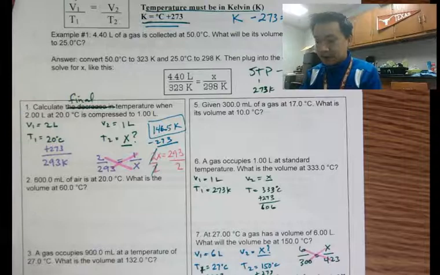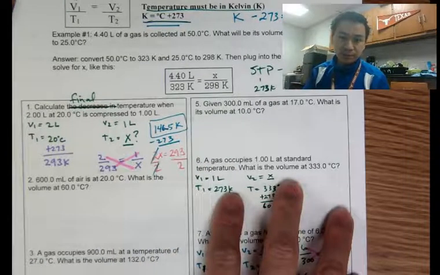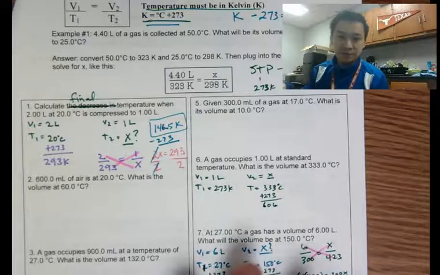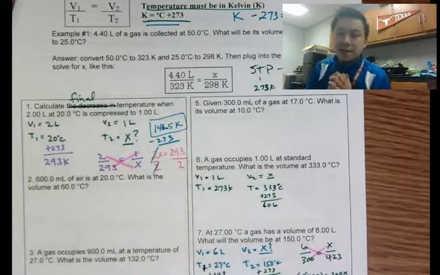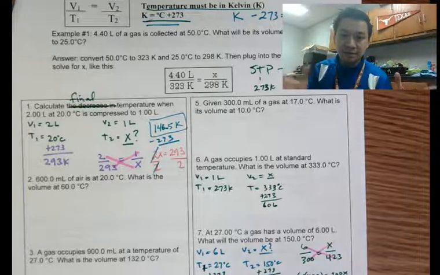But you have to recognize which numbers, which unit belongs to pressure, which unit belongs to volume, which unit belongs to temperature, and then change temperature to Kelvin. That's the most challenging thing for this part.